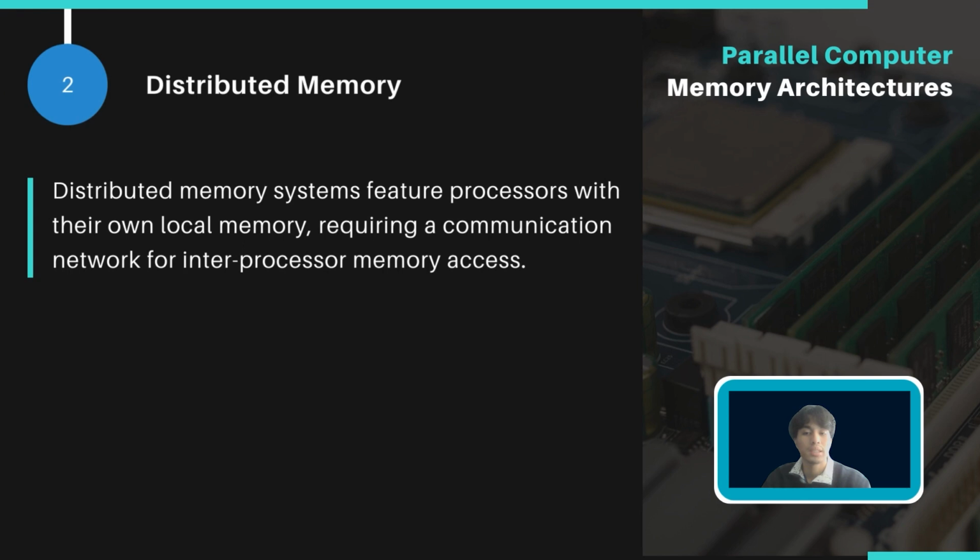Distributed memory systems feature processors with their own local memory, requiring a communication network for inter-processor memory access. Each processor operates independently, and data communication between processors is explicitly defined by the programmer.